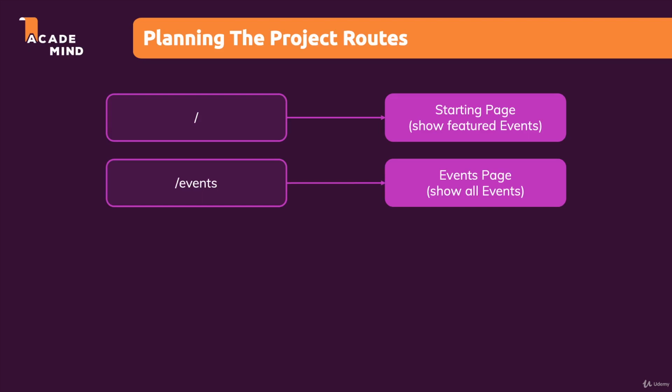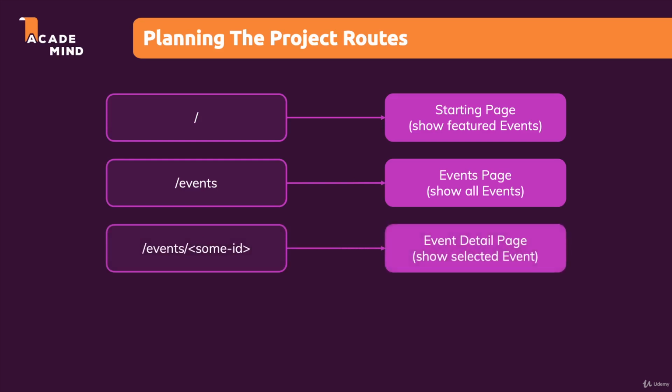And therefore, we will also add an events detail page for /events/ and then some dynamic ID. So that will not be hard-coded. Instead, that ID should be dynamic so that we can load the same page, the same detail page for different events and show data about that selected event.